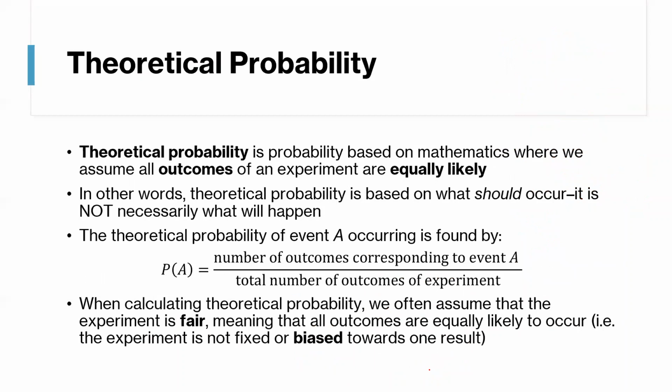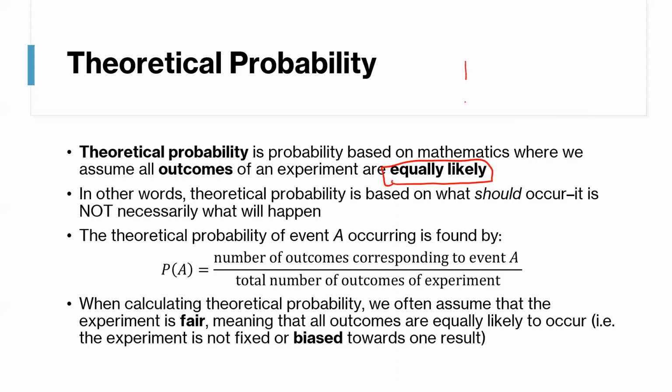So what is theoretical probability? We talked a little bit about this, but now this is the formal definition. Essentially, it's probability based on the mathematics, right? So based just on mathematical principles where we assume all the outcomes are equally likely. This is probably the most important thing to understand. We assume that they're all equally likely.